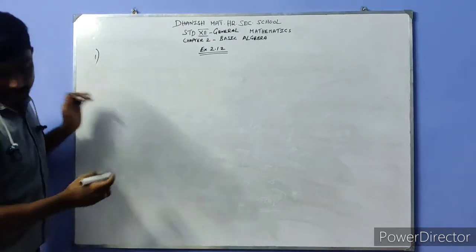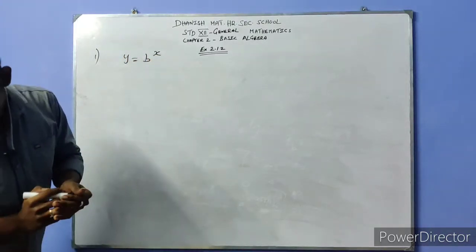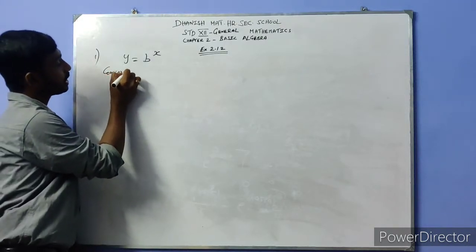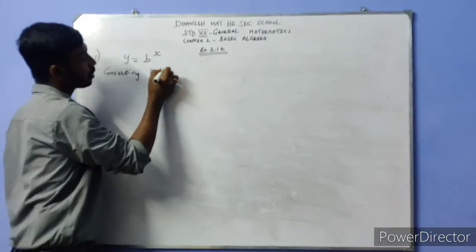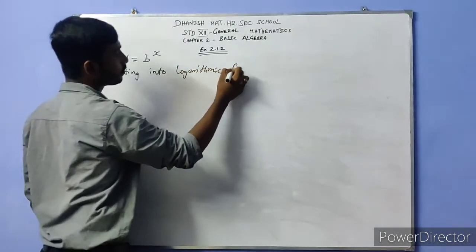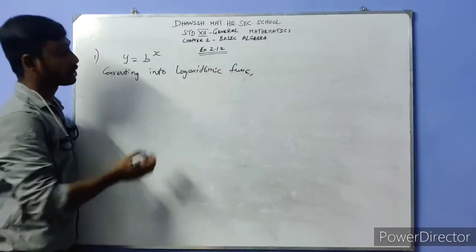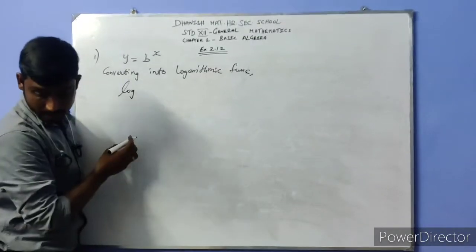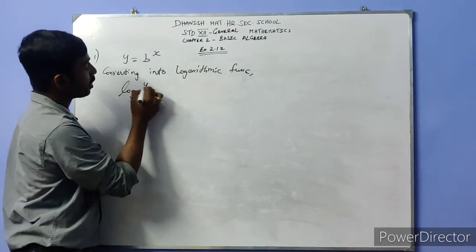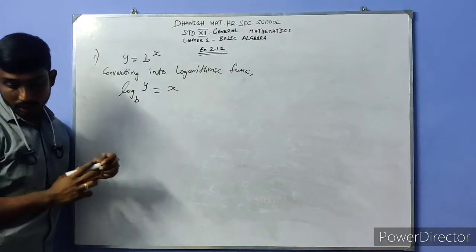Let's see what is the question given here. y is equal to b power of x is given. Converting into logarithmic function, we get log_b y equals x. It will be the logarithmic function in your properties.